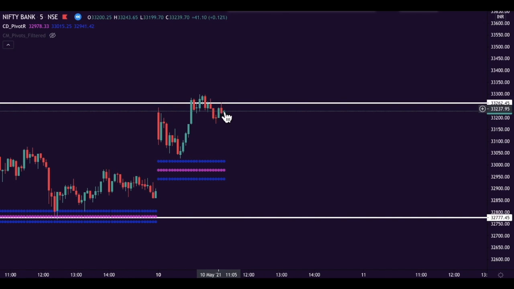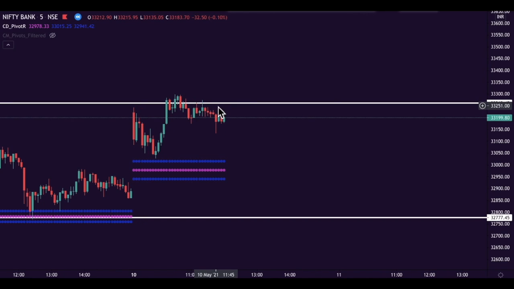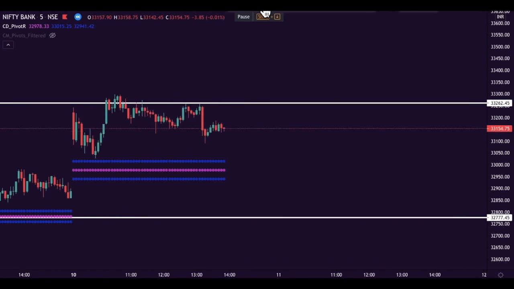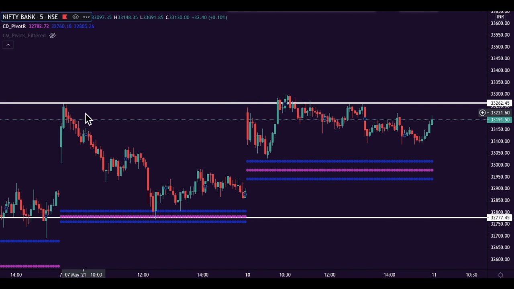It's coming to test the previous day high again. Now this candle also failed to breach the previous day high. And finally the market closed here. Now traders, if we had not marked the previous day high before the market opens, we wouldn't know that this was acting as a strong resistance level.